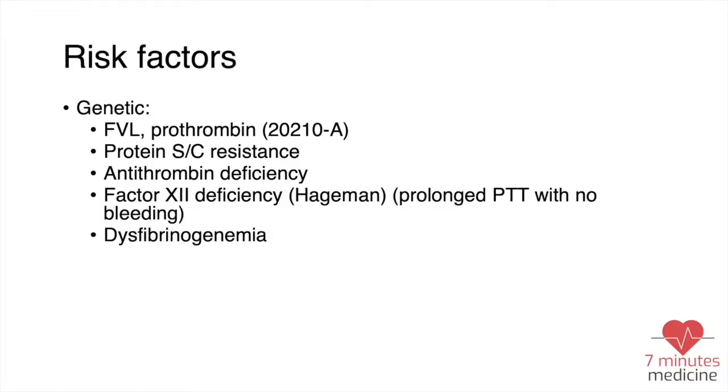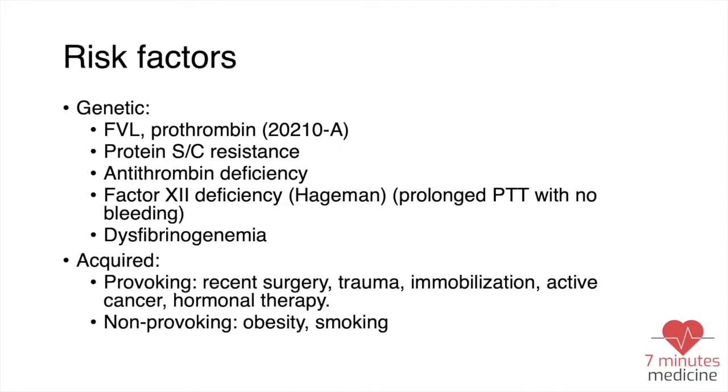First, we're going to talk about the risk factors. It might be genetic risk factors like factor V Leiden, prothrombin, protein C and S resistance, antithrombin deficiency, factor 12 deficiency, and dysfibrinogenemia. Or it can be acquired, and the acquired can be provoking, like recent surgery, trauma, immobilization, active cancer, hormonal therapy. It can be non-provoking, like obesity and smoking.